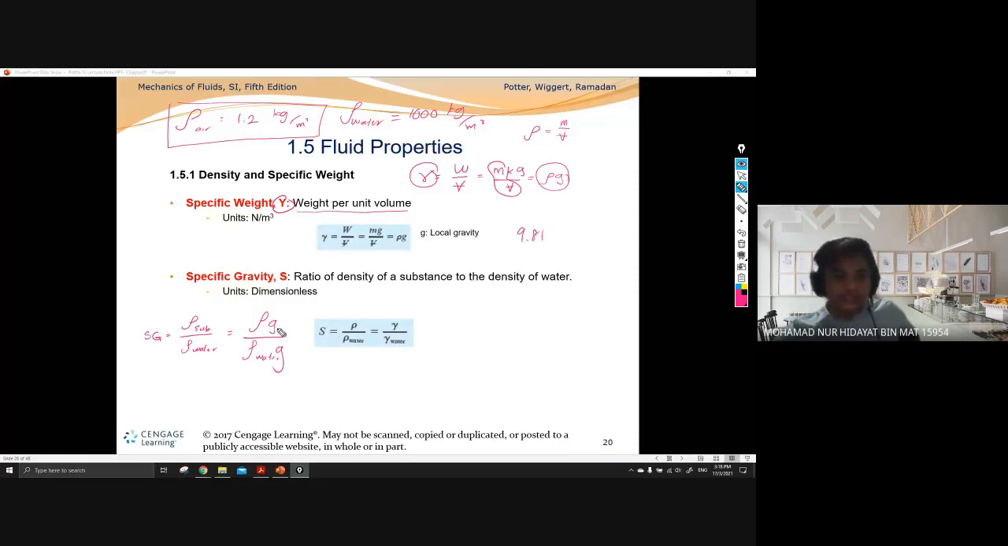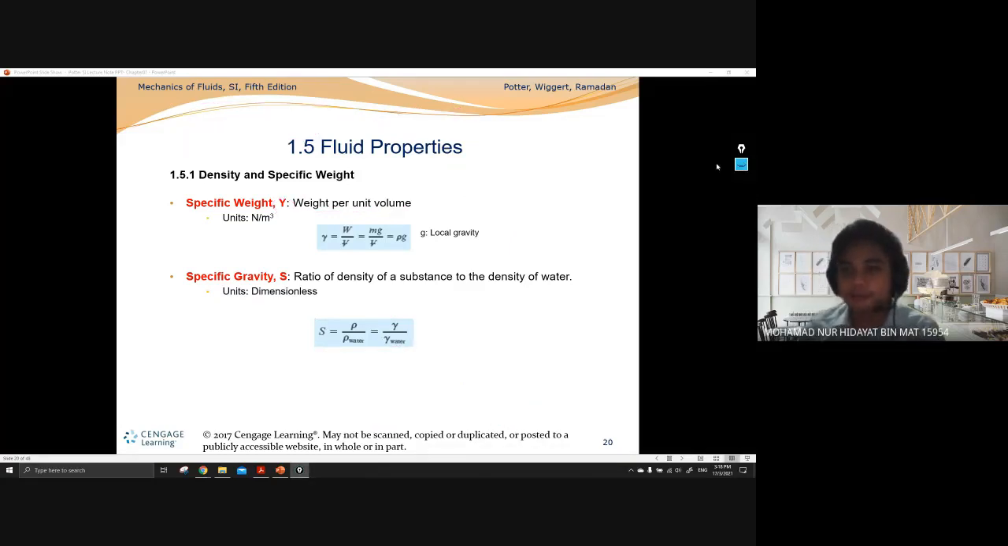However, rho g refers to specific weight. That is why we can replace it with the specific weight of substance over the specific weight of water. Can you see here? So in other words, we can say SG, specific gravity, is the density of substance over the density of water, or the specific weight of substance over the specific weight of water. Okay? Very simple.